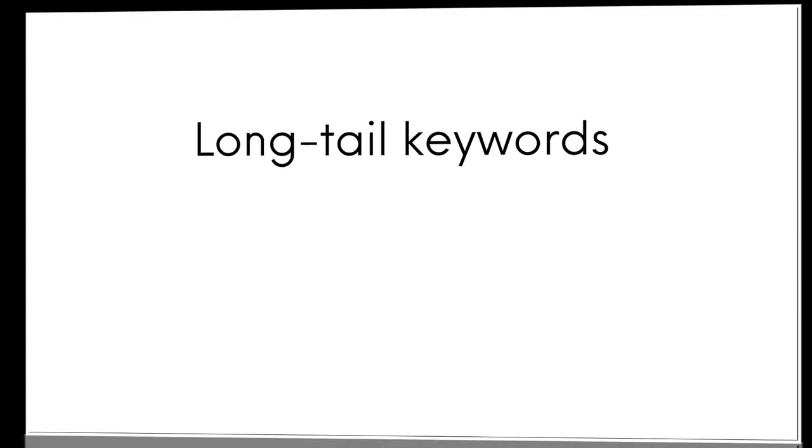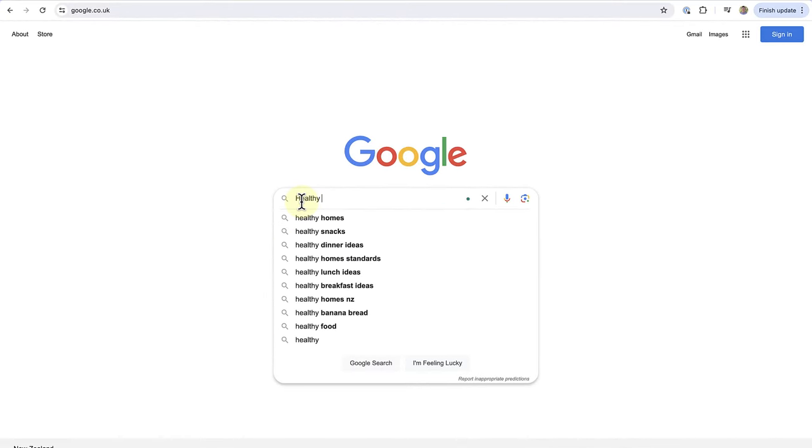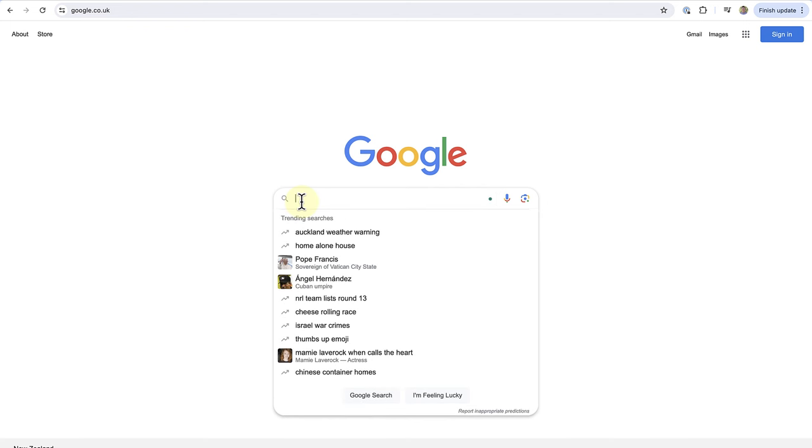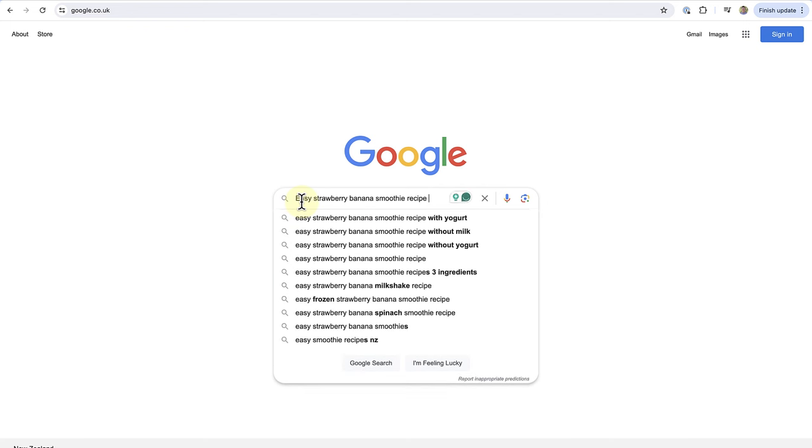Firstly, long-tail keywords. When people search online, they often use specific phrases to find what they're looking for. These are called long-tail keywords. Instead of broad terms like healthy smoothies, long-tail keywords are more specific, like easy strawberry banana smoothie recipe. Long-tail keywords are specific phrases that have lower competition but higher intent.